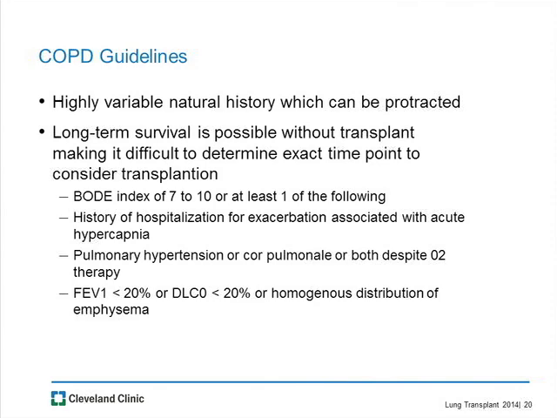Listed here are some of the specific guidelines and physiological parameters that should be considered when you are looking at a COPD patient for transplantation. A BODE index of 7 to 10, or at least one of the following, should be looked at: a history of hospitalization for exacerbations associated with acute hypercapnia, pulmonary hypertension or cor pulmonale with or without O2 therapy, an FEV1 less than 20%, or a DLCO less than 20%, or homogeneous distribution of emphysema. These patients should have exhausted all medical and surgical options, including lung volume reduction surgery or endobronchial valve placement.